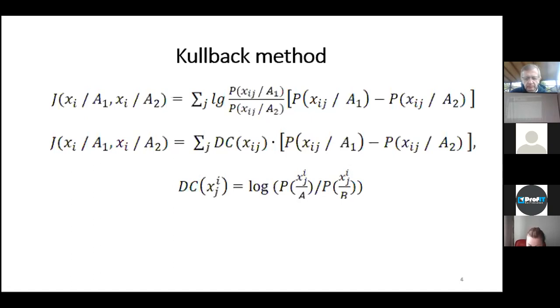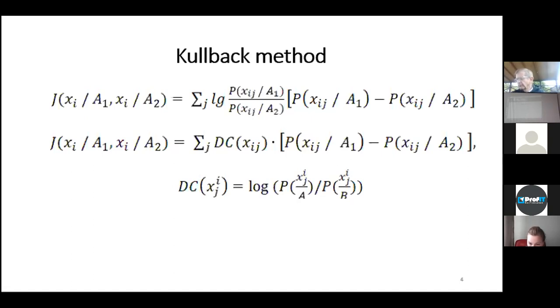To the class of similar logarithmic measures belongs the Kullback information measure. G is a discrepancy between statistical distributions 1 and 2. For discrete distributions, this measure is reflected by the formula on the slide. DC is the diagnostic coefficient. You can see it.